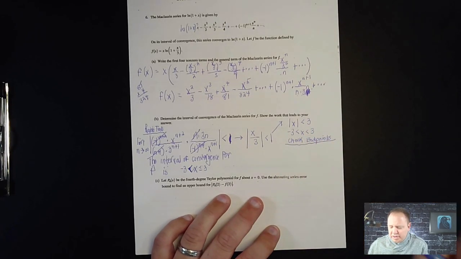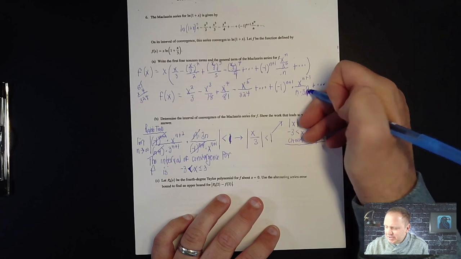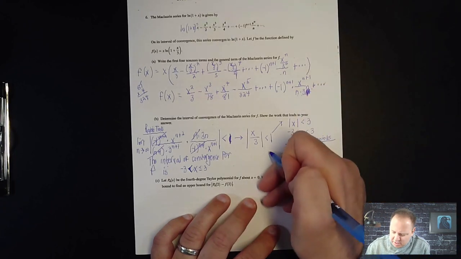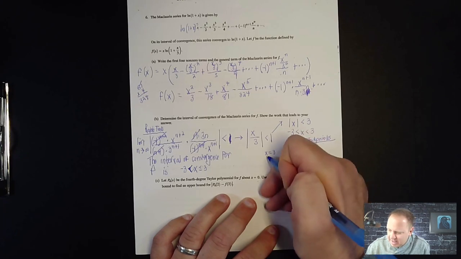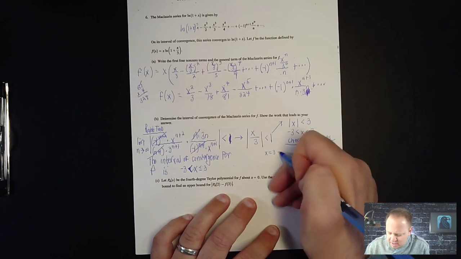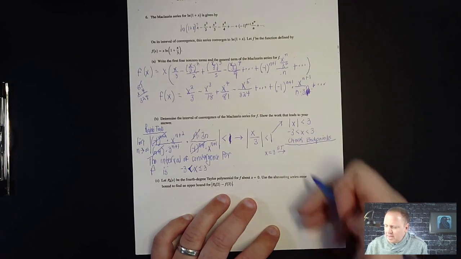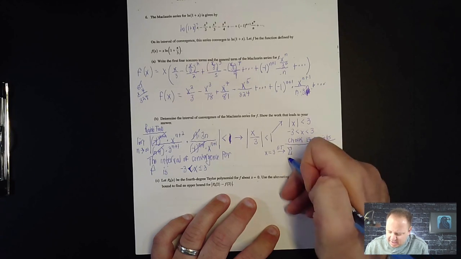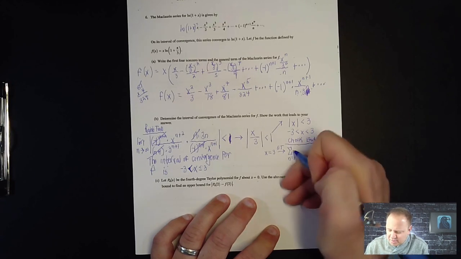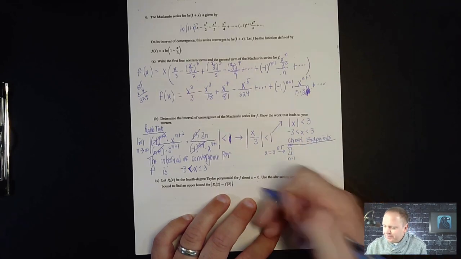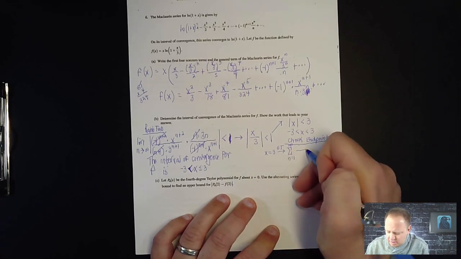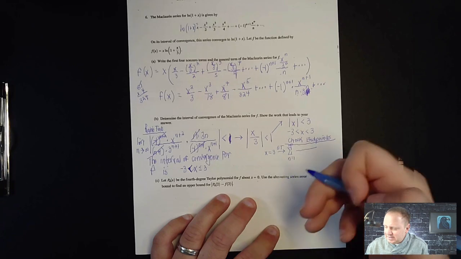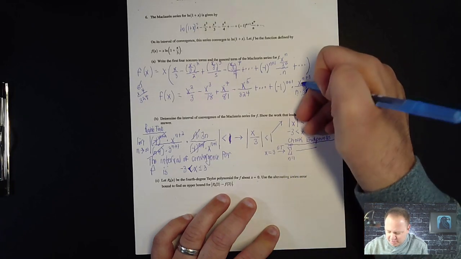So remember, we're going to check our endpoints into the general term. So let's plug in x. Let's plug in the right endpoint. Let's plug in x is equal to 3. And we're going to plug this into the general term. So that'd be, don't forget the sum on this, the sum of n equals 1 to infinity. Wherever x is in this general term, that's where I'm going to plug my 3.